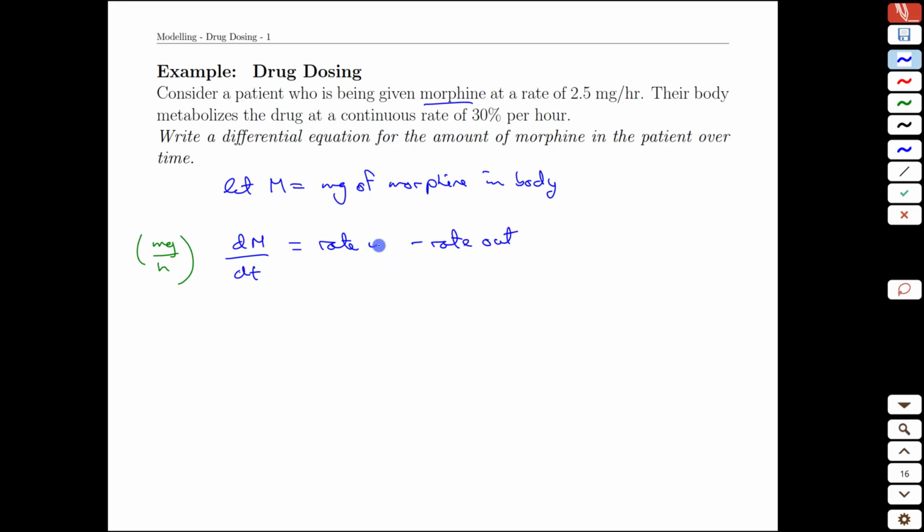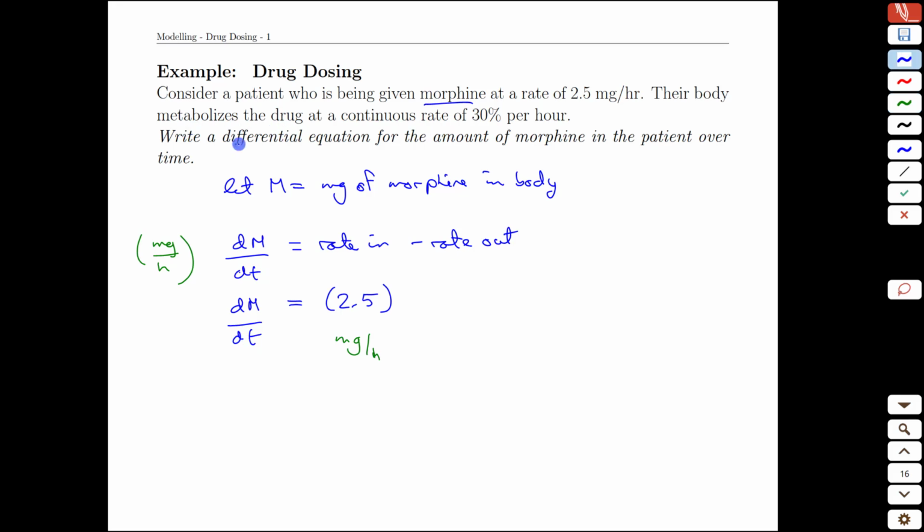So if we can capture both of those elements, both of those ingredients to what dictates the net rate of change, then we're good to go. One of the rates is quite obvious. We're injecting at 2.5 milligrams per hour. So we can literally put that 2.5 in our differential equation. The units for that already match the units that we're looking for.